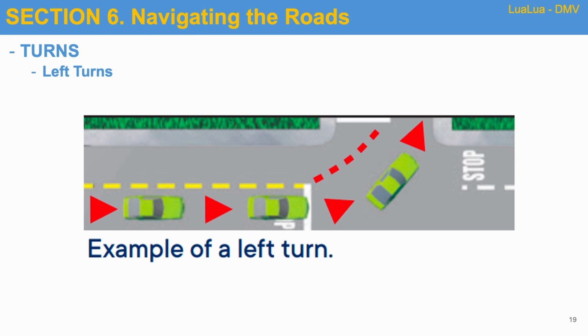Look over your left shoulder and reduce your speed. Stop behind the limit line. If there is no limit line, stop before you enter the crosswalk. If there is no crosswalk, stop before you enter the intersection. Look both ways, left, right, left, and begin your turn when it is safe. Proceed into the intersection while turning to complete your turn in the left lane.